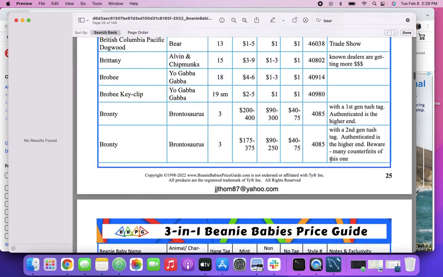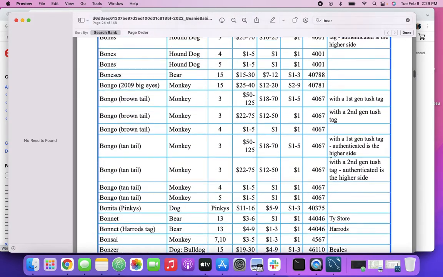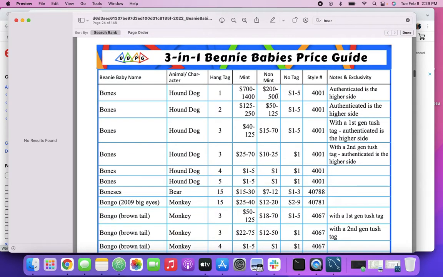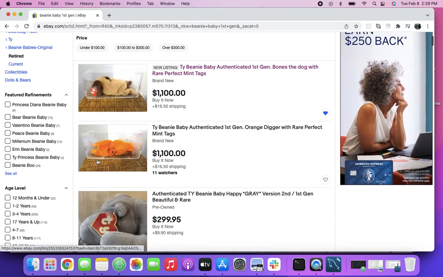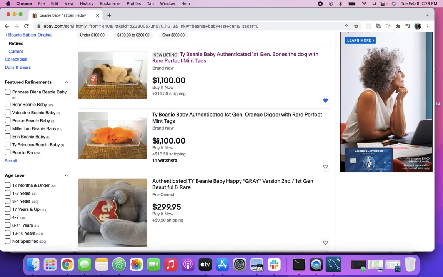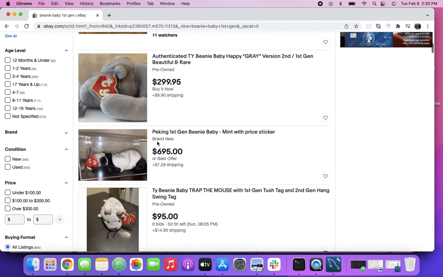It's a beautiful one. Right, it's very rare to find as a first gen. Worth 700 to 1400, so this is right in the middle there. Such a nice one. Okay, we got the Orange Digger, which was the rarer variation of Digger. First generation, perfect mint tags, same seller. 1100 seems to be the right price there for a first gen.